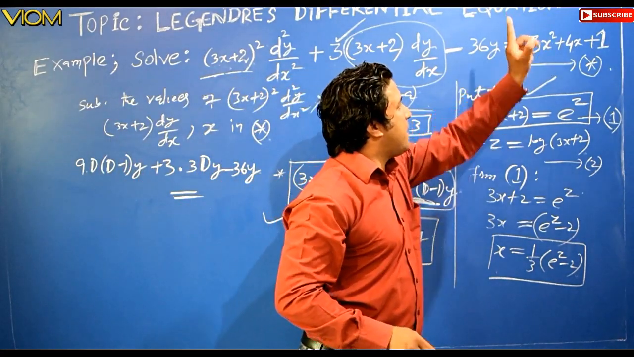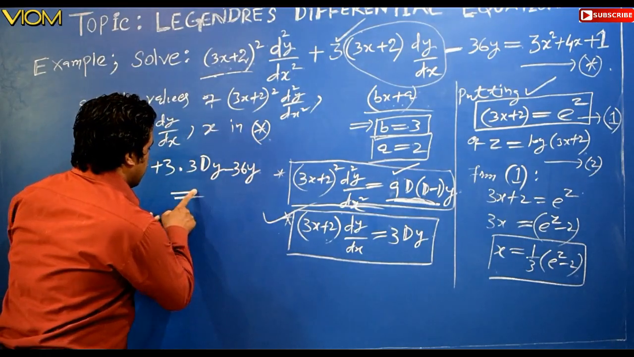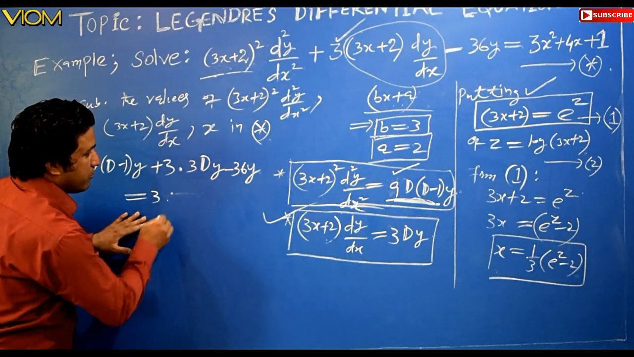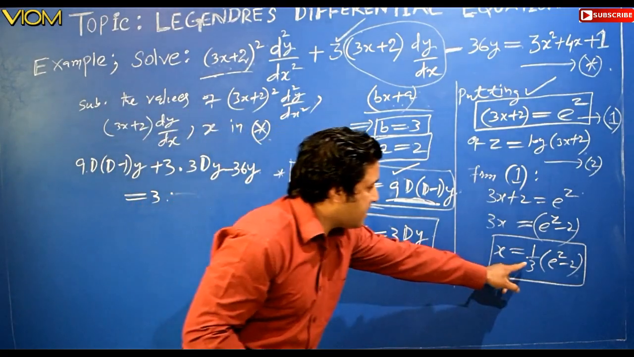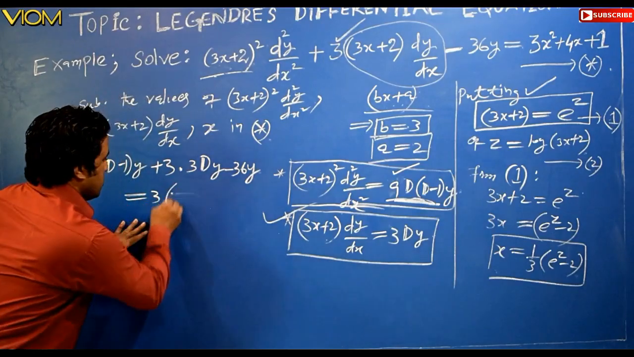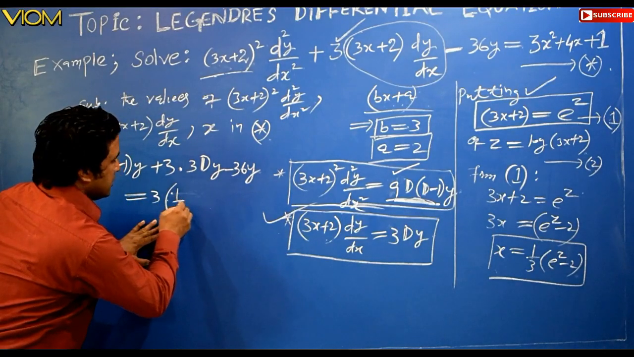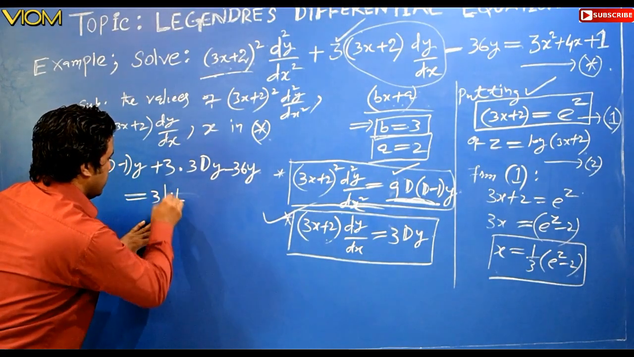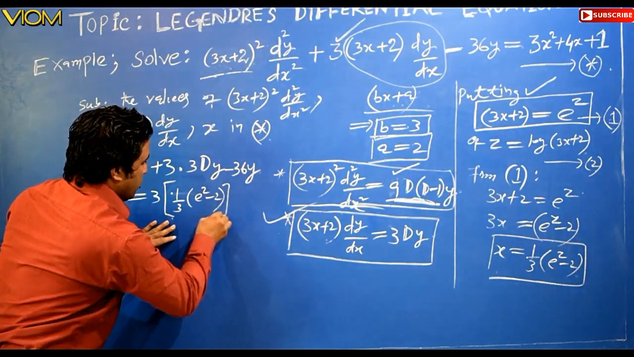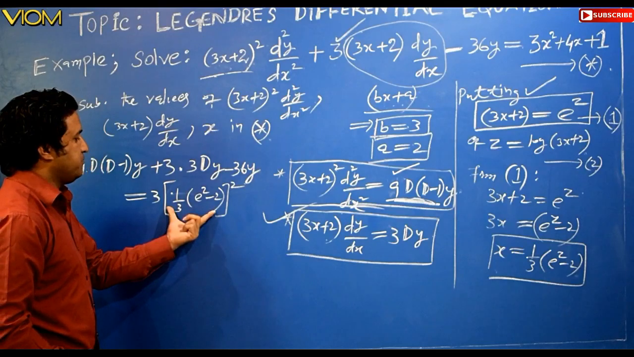This is 3 times of x square. I can use this equality here: 3 times of x square. Where is x? X is here. We can write 3 times of x square, where x square is this one: 1 divided by 3, and I will bracket this long box, e raised to the power of z minus 2, whole square. This is the value of x.